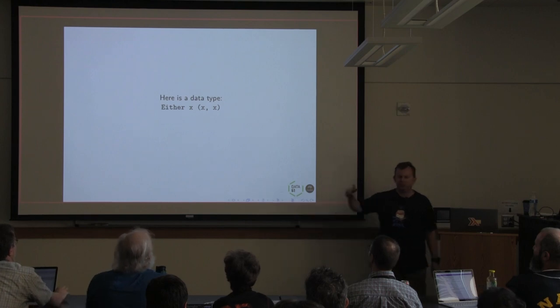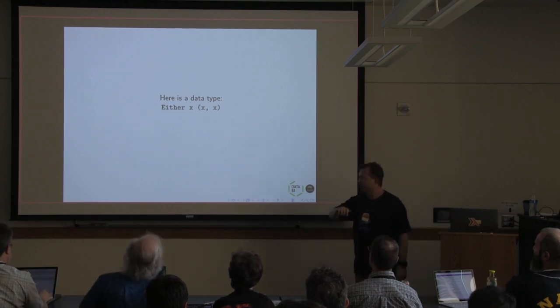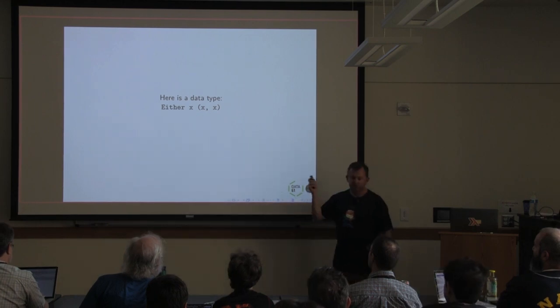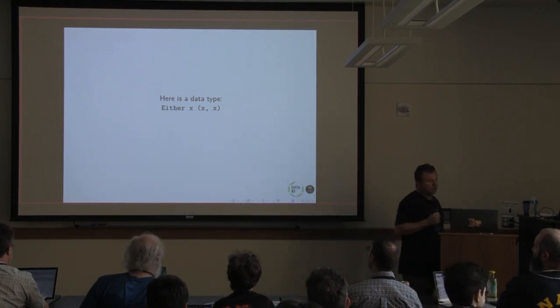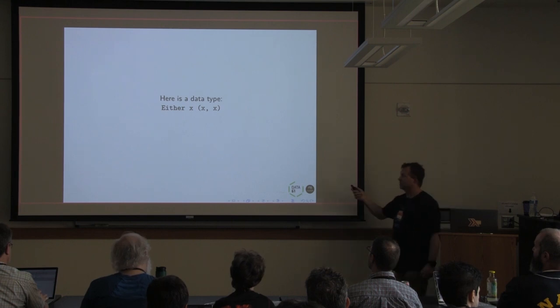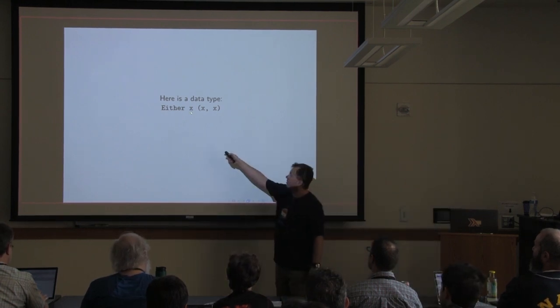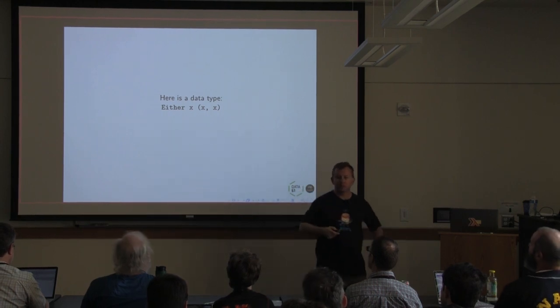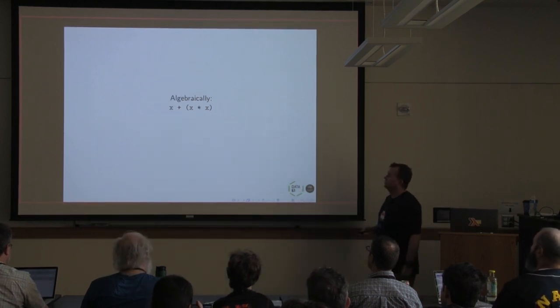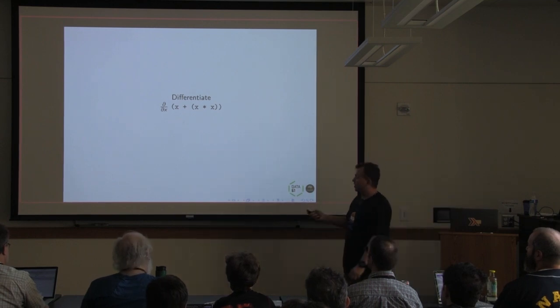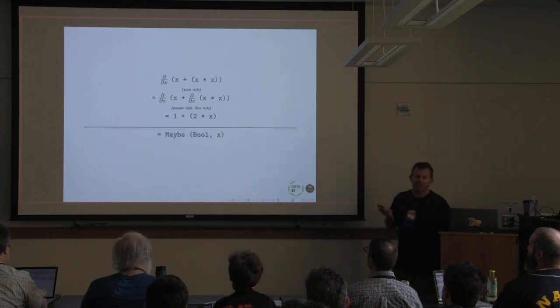Okay, now someone asked earlier, can we do, I think it was a triple of X. This is similar, though. So algebraically, this is X plus X squared. Right? X plus the product of these two things. X plus X times X. There it is. Let's differentiate it. Or a partial derivative. There it is.